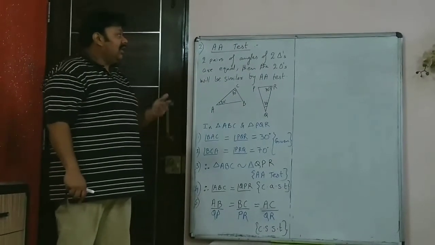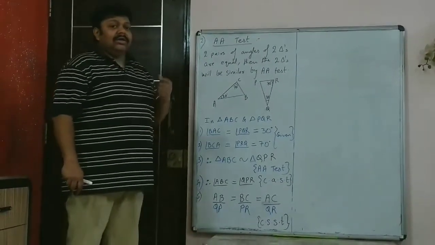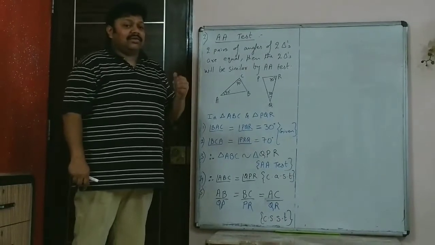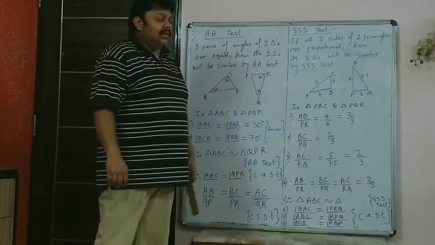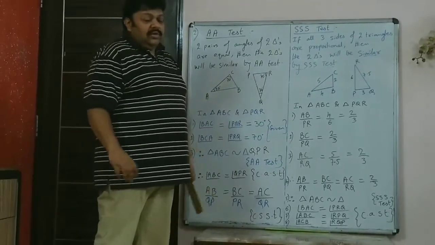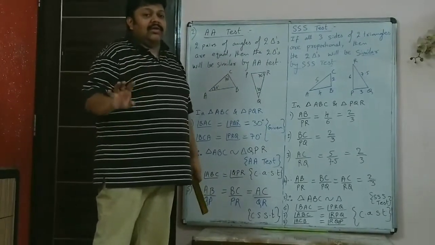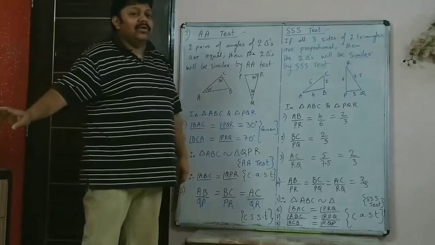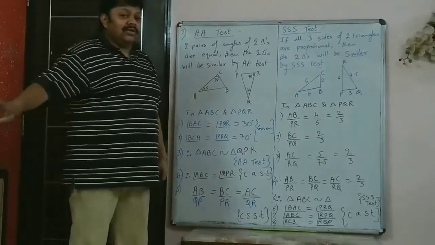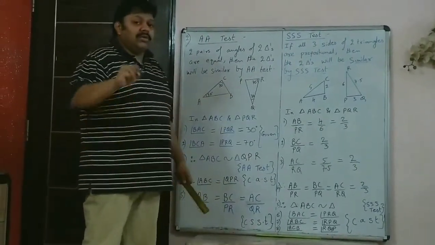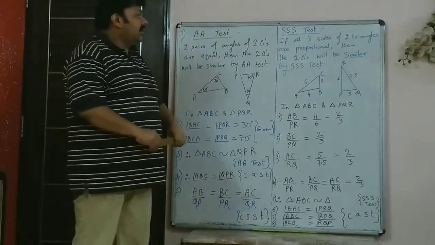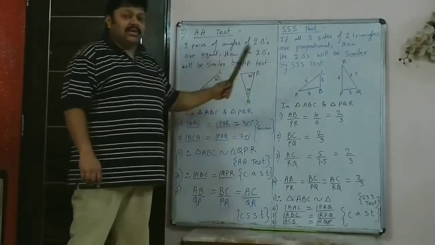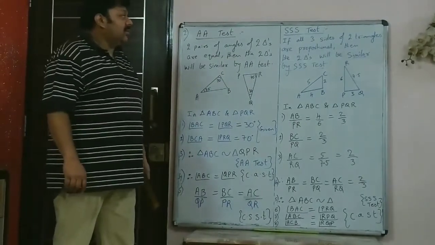Now we go on to the last test of similarity, that is the SSS test. The third and final test of similarity is the SSS test. In similarity there is nothing called RHS, that is all congruency. Forget congruency, think of similarity. Only three tests: SAS, angle, and SSS. This is the third and final test of similarity.